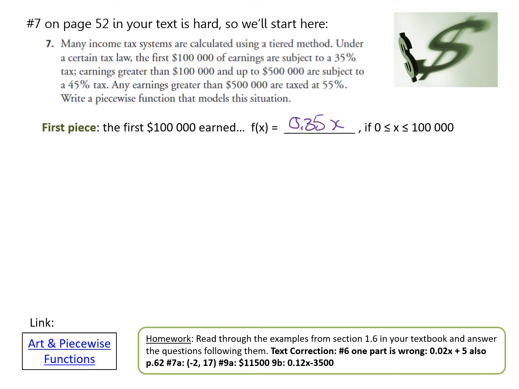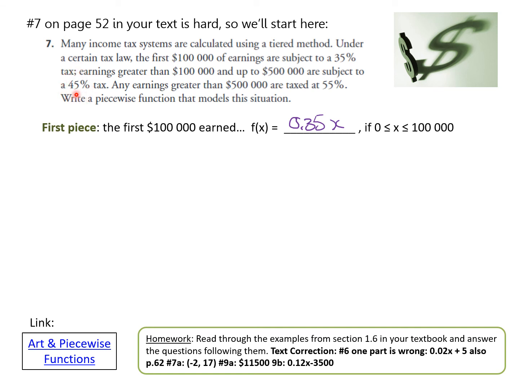Okay, now it gets a little more complicated. What about the second piece? Earnings greater than 100,000 and up to 500,000 are subject to a 45% tax. So if you make $110,000, first of all, you're going to pay 35% on the first 100,000, but then that extra 10,000, you're going to pay 45% on that extra 10,000.